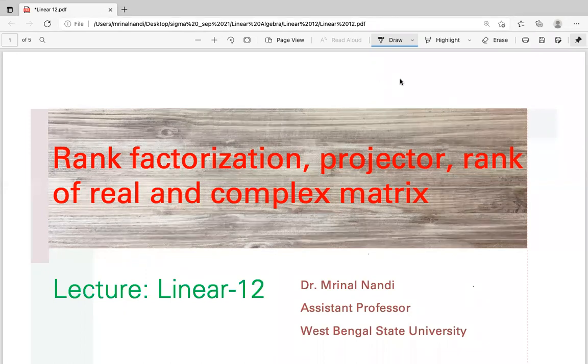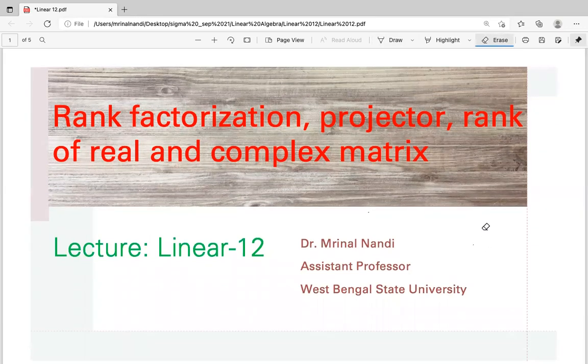So lecture number 12. Today's topics are rank factorization, projector, the important concept of projector, and the rank of real and complex matrices. These three concepts are very important, especially this rank factorization technique.